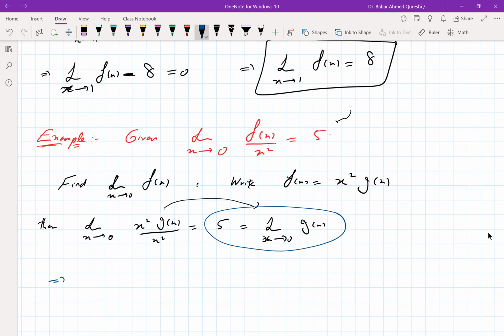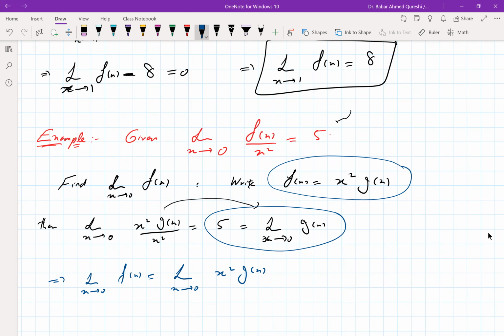This implies the limit f of x, because they are equal when x is not equal to 0. So this is just 0 times 5. So 0. Limit of f of x is 0.